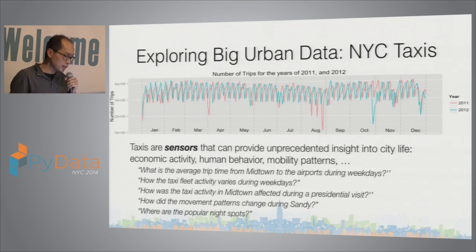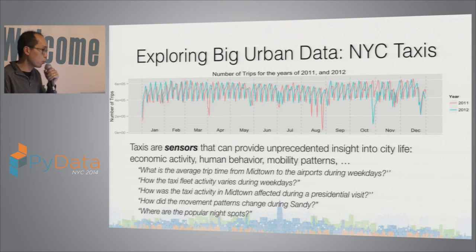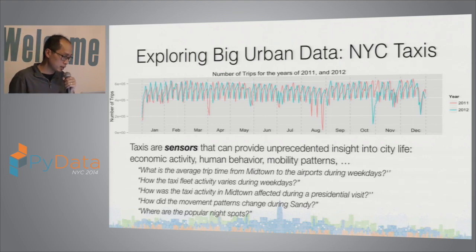So there are a number of questions we can ask. For example, what is the average trip time from Midtown to the airports during weekdays? That can really tell us about the traffic conditions. Or we can ask where the popular night spots are on a Monday night or Wednesday night. This could be posed as human activities. So all these questions can really be answered with just taxi data.